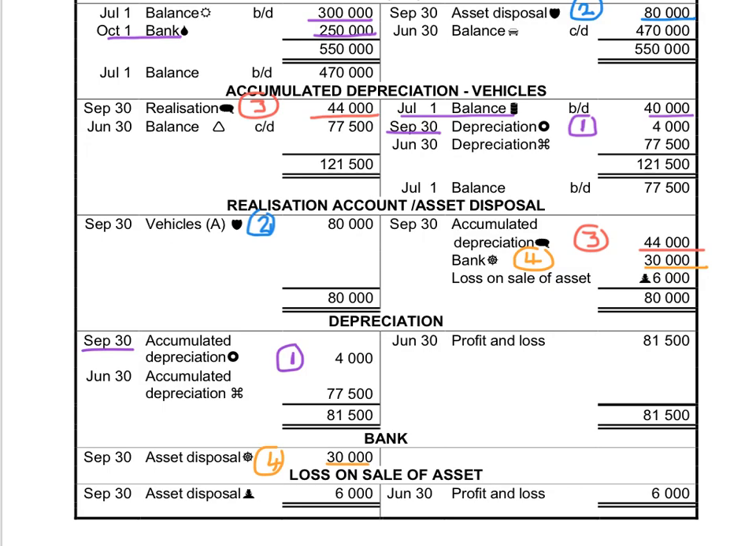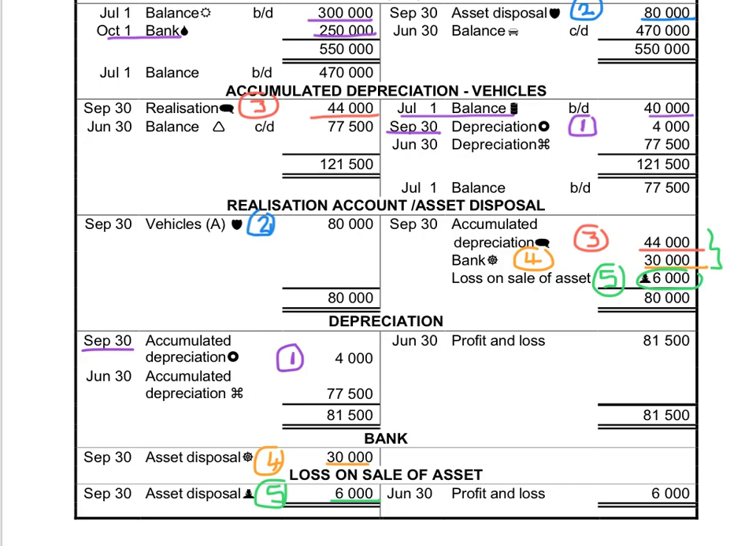Step number 5 is to determine whether we made a profit and loss. In the realization account, if I balance the account, on the debit side I've got 80,000, on the credit side I've got 74 plus 30, so that's 74,000. So we made a loss of 6,000, and that is my step number 5, and I will debit loss on sale of asset to indicate that we've made a loss.